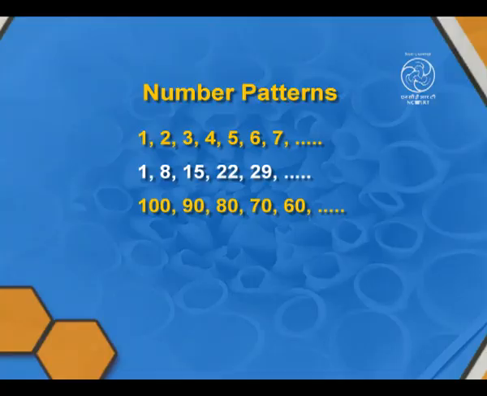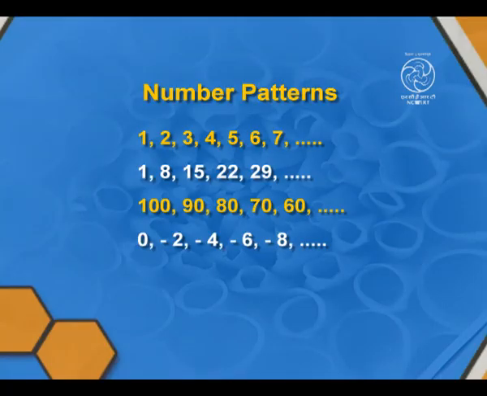Now we see the third pattern. Here it started from 100, means the first term is 100, the second term is 90, means it is reducing. So minus 10 is added to the first term and it is further decreased. So the common difference is minus 10. Now we come to the next pattern. It started from 0, the second term is minus 2 and the third term is minus 4. So we can say that the common difference is minus 2. So like this the pattern runs.